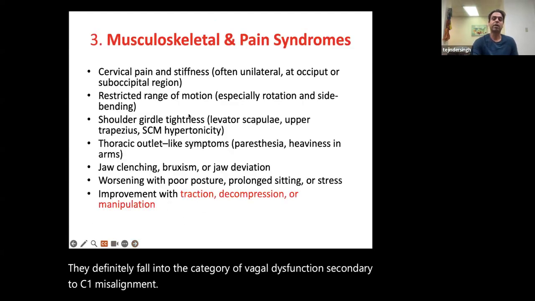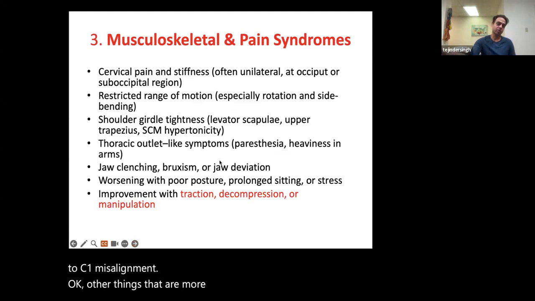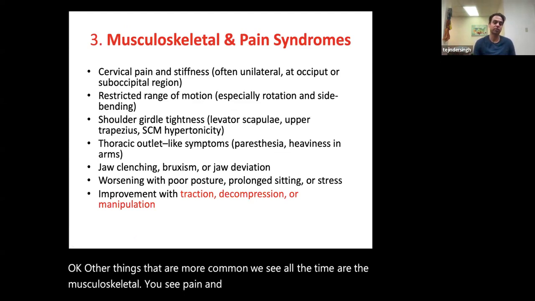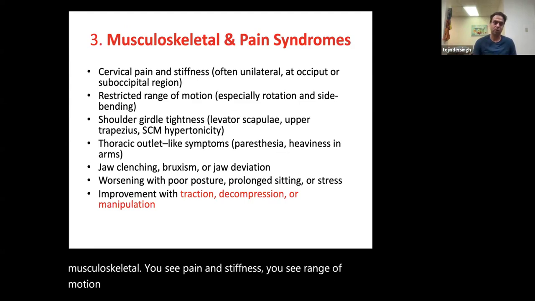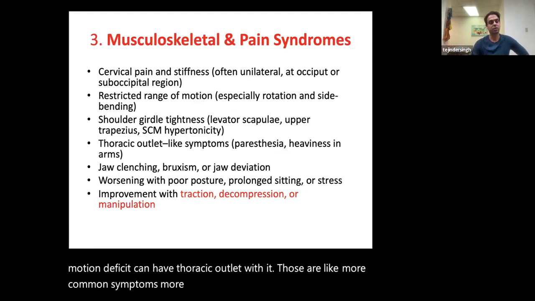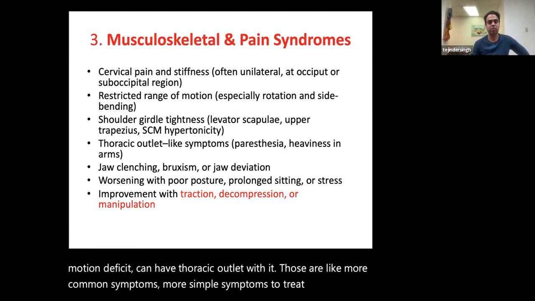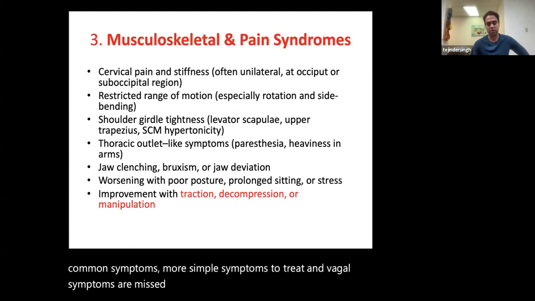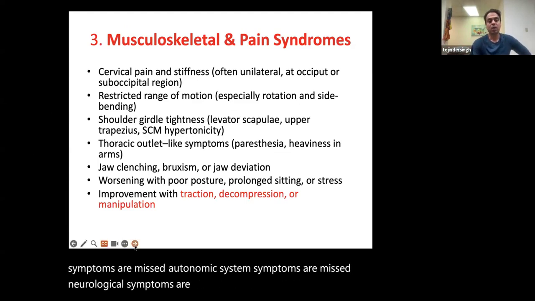Other things that are more common we see all the time are the musculoskeletal. You see pain and stiffness. You see range of motion deficits. Can have thoracic outlet with it. Those are like more common symptoms, more simple symptoms to treat. And vagal symptoms are missed. Autonomic system symptoms are missed. Neurological symptoms are missed.